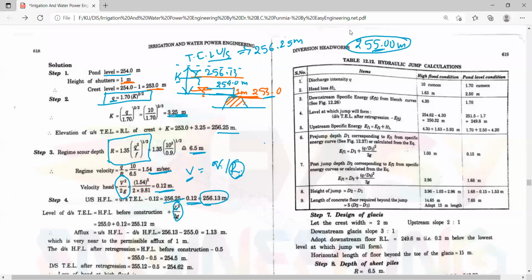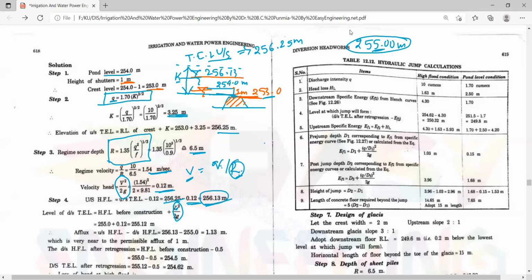So before construction of weir it was 255. After construction of weir, because of the construction of weir, the high flood level is increased to 256.13 meters. That means it is increased by 1.13 meters because of the construction of weir, the maximum flood level is increased. Okay. Next. So this is this one.